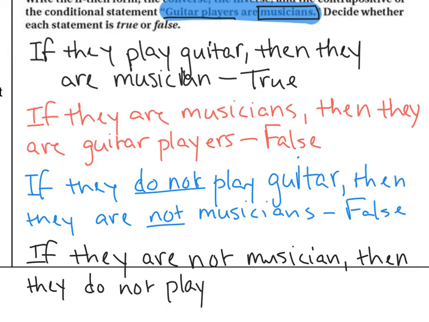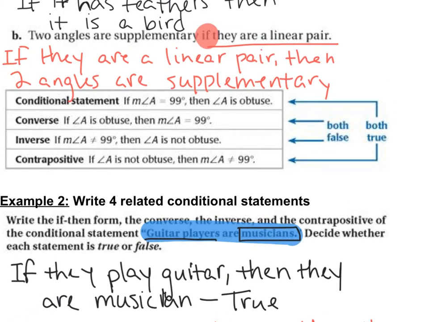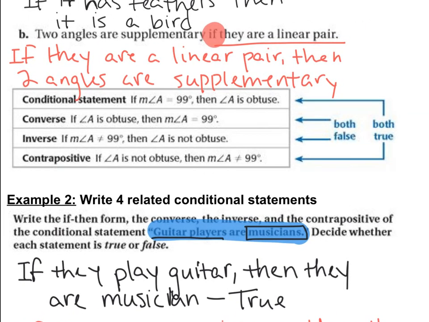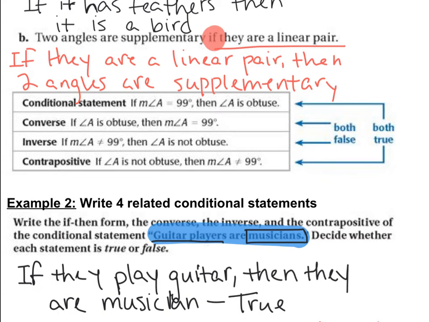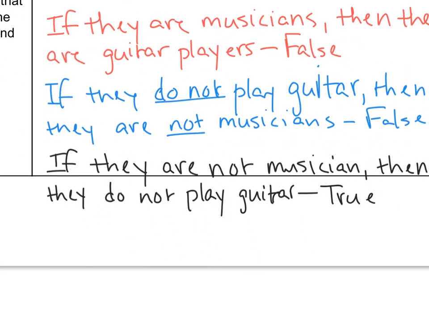Okay, so a lot of writing here, so I apologize, but we wrote the if-then statement, the converse, the inverse, and the contrapositive. Is the contrapositive true or false? And hopefully you have determined that this would be a true statement. So it follows form with what we were talking about up here, that the conditional and contrapositive were both true, and the converse and inverse were both false.